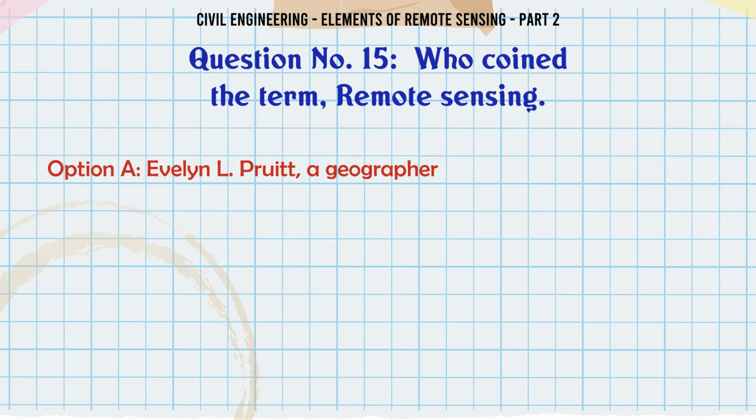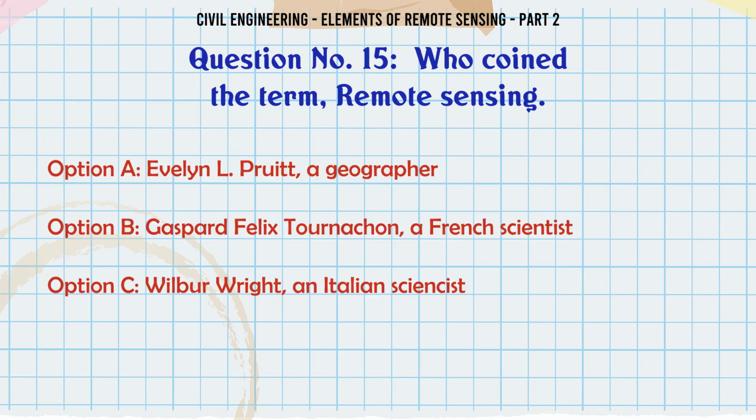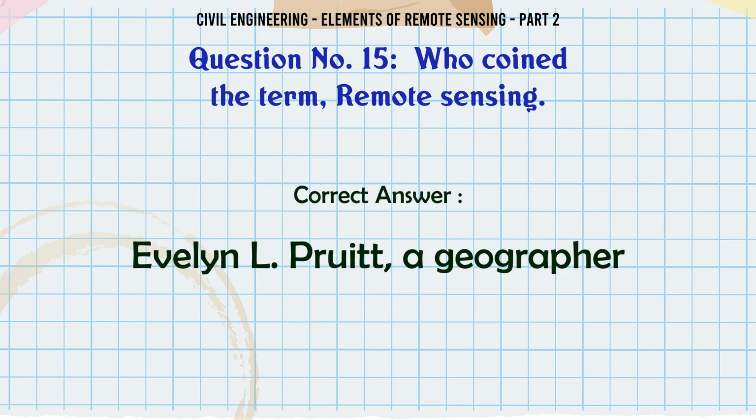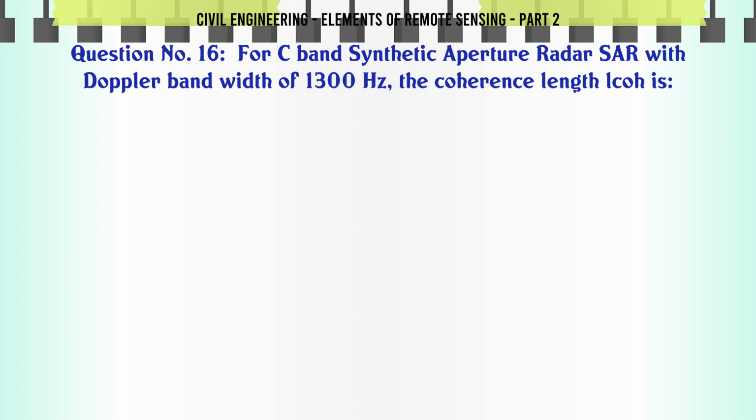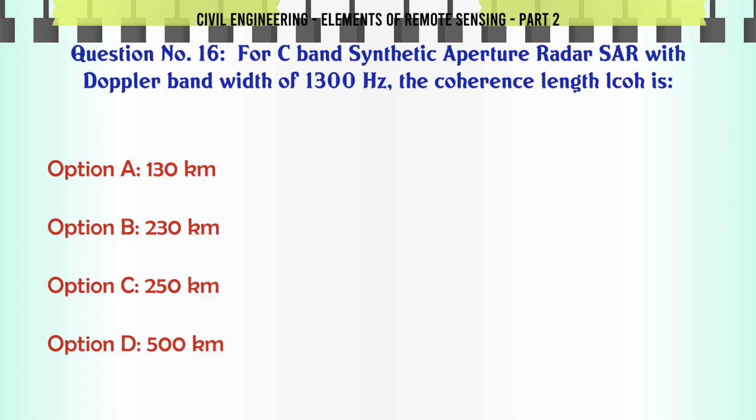Who coined the term remote sensing? A. Evelyn L. Pruitt, a geographer. B. Gaspard Félix Tournachon, a French scientist. C. Wilbur Wright, an Italian scientist. D. None of these. The correct answer is Evelyn L. Pruitt, a geographer.